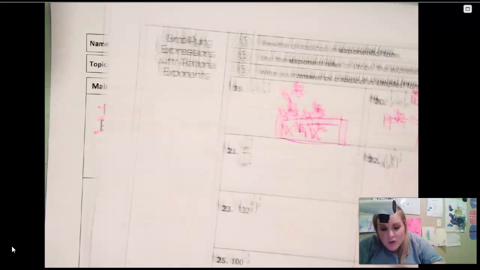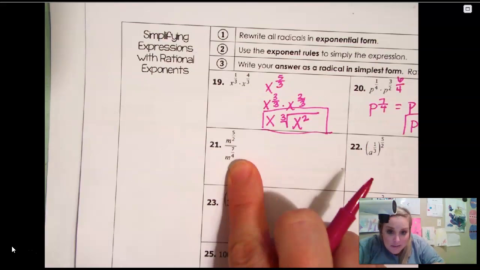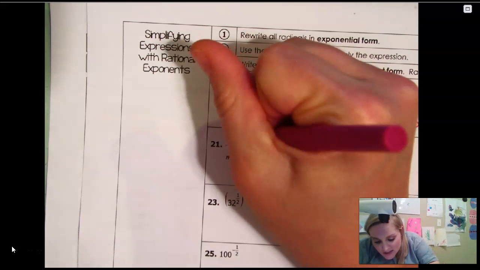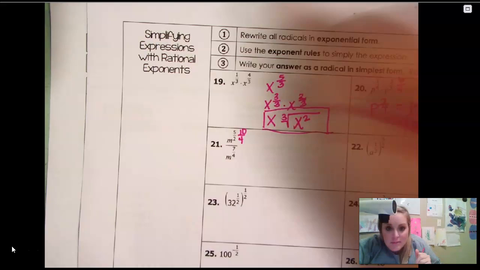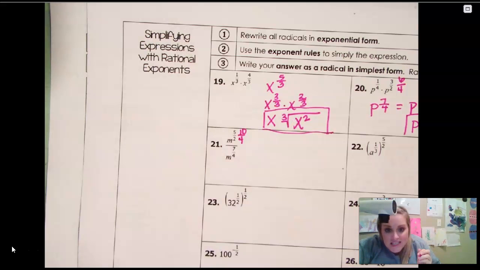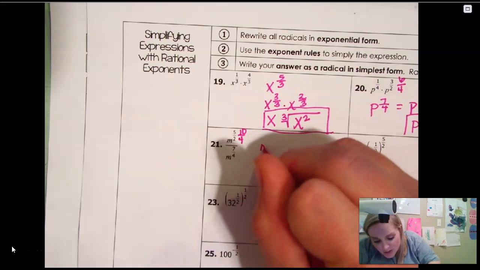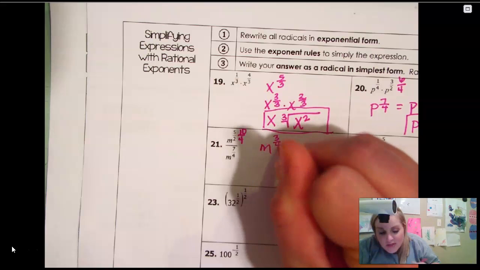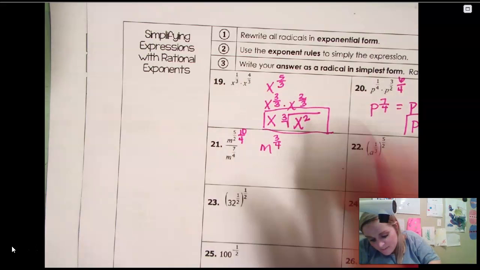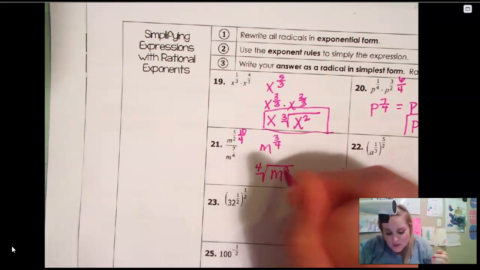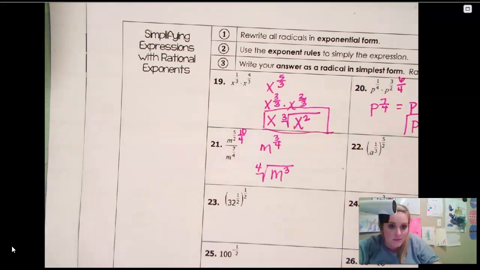For the next one, when you are dividing like bases, you subtract. Again, in order to subtract, I need them to have the same denominator, so I need to do 10/4, and then I subtract. 10 minus 7 is 3, so that's going to be 3/4. The numerator is not greater than the denominator, so that's just going to be the 4th root of m to the 3rd.